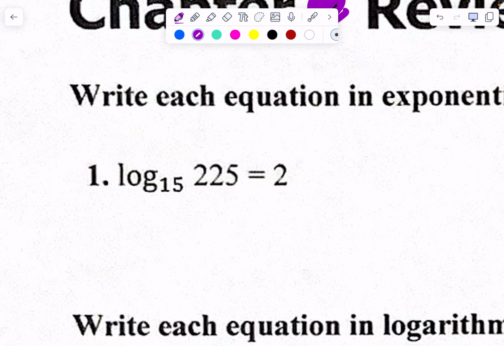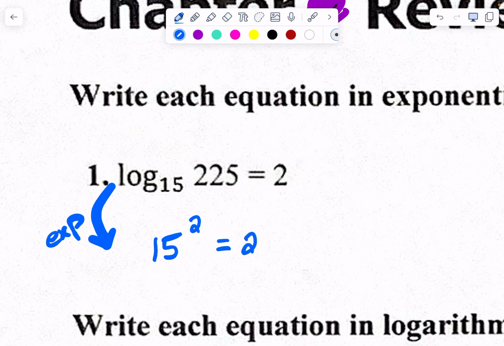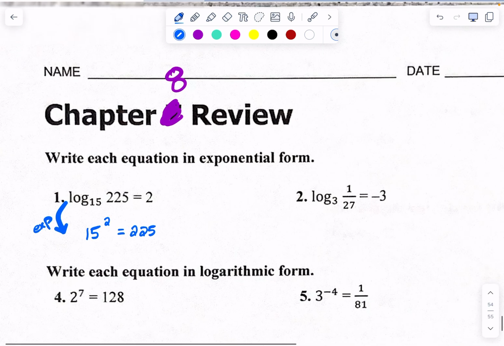So here we go. Number 1. Switching from log to exponential. This is in log land. We want to switch it to exponential. And what's the base of the exponential function going to be? 15. First number stays in the same spot. 15 comes down. 2 to the second power equals 225. Okay, do 2 and 3. Go.